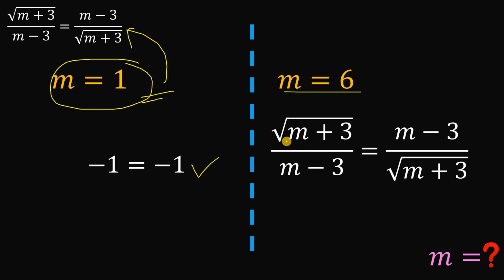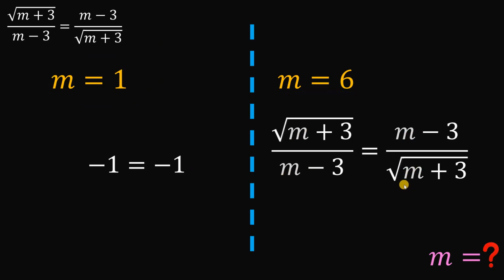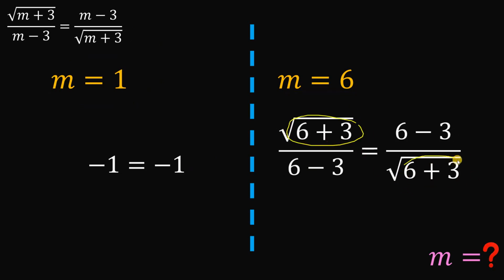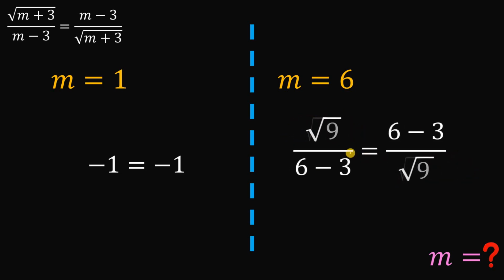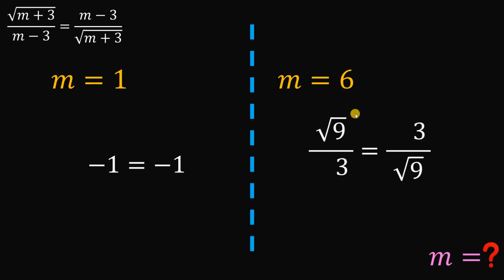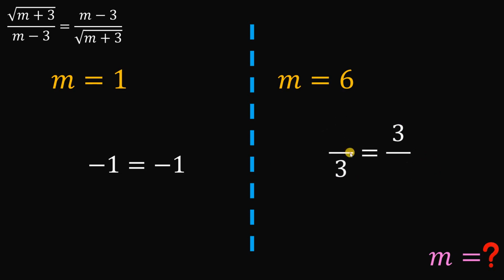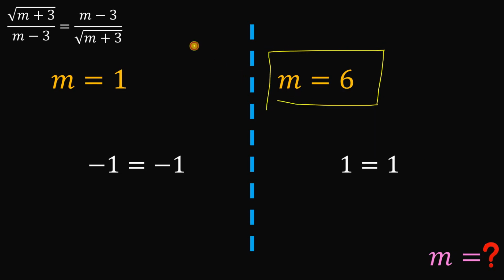Now, how about if m equals 6? Let's replace all of these m with 6. Next, 6 plus 3 becomes 9, and 6 minus 3 becomes 3. And the square root of 9 becomes 3. And 3 over 3, both of them must be equal to 1. So again, sure enough, m equals 6 is also a solution to our equation.